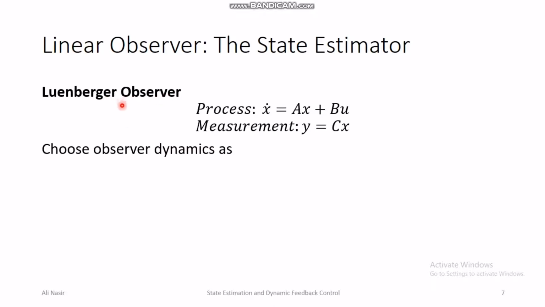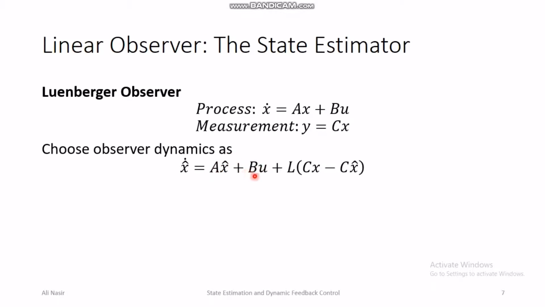And how do you design the observer? First, you choose the observer dynamics. The observer dynamics are basically two things. The first thing is the copy. This is the exact copy of the system dynamics, Ax plus Bu: the same A matrix, same B matrix, same u, but here instead of x we have x hat. So this is the copy of the system dynamics.